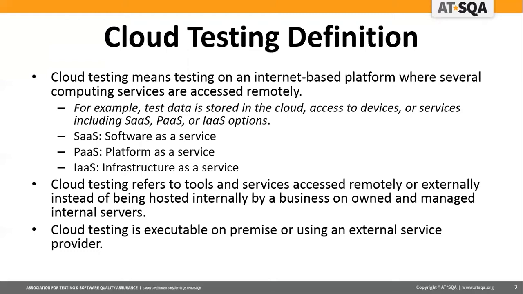SaaS is software as a service, and that's a software application that runs on a cloud base. Same with platform as a service or PaaS. The platform runs on a cloud base and is provided by a cloud provider. Again, the same with infrastructure as a service. You can pay for a cloud provider to provide you the complete infrastructure to run your application.